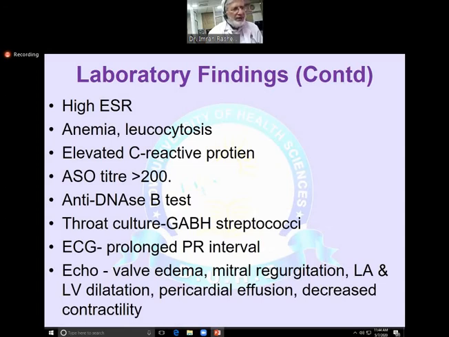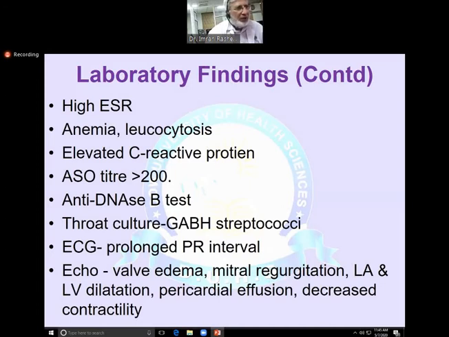And if you do the ECG of a child who is suffering from rheumatic fever, you may see a prolonged PR interval in the ECG. And if you do the echo, it will indicate valve edema, it will indicate mitral regurgitation, it may indicate left atrium and left ventricular dilatation, it may indicate pericardial effusion if it is there, and it will tell us whether the contractility of the heart is okay or decreased.